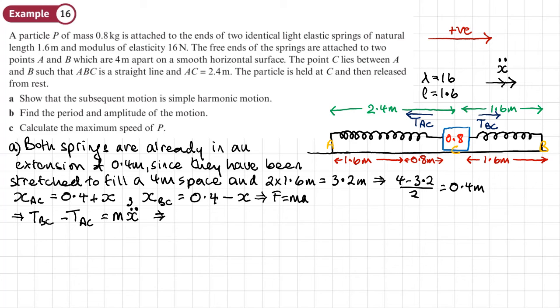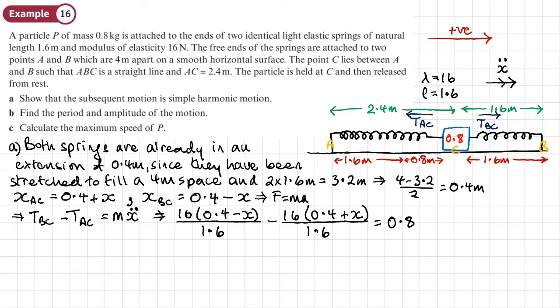So BC is going to be lambda, and lambda is 16, so lambda x, its extension is 0.4 minus x, over its natural length, 1.6. So that's tension of BC minus the tension of AC. Same modulus of elasticity, value of lambda. Its extension is 0.4 plus x divided by the natural length of 1.6, and that's going to equal the mass 0.8 times the acceleration.